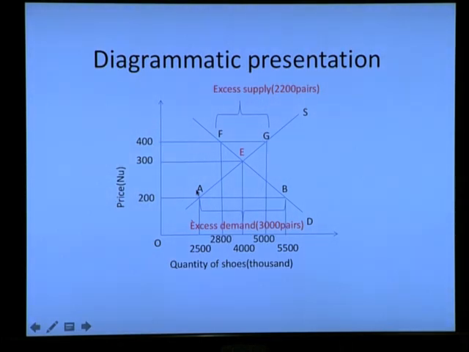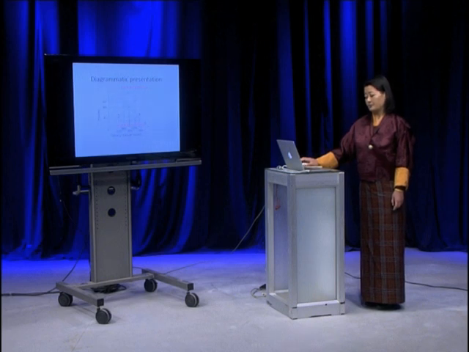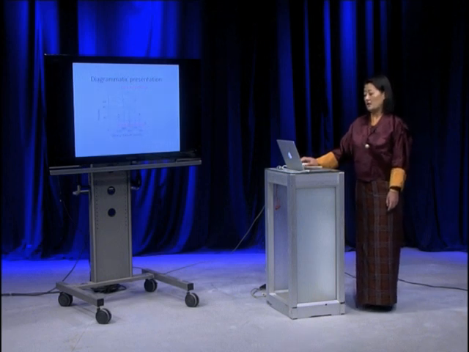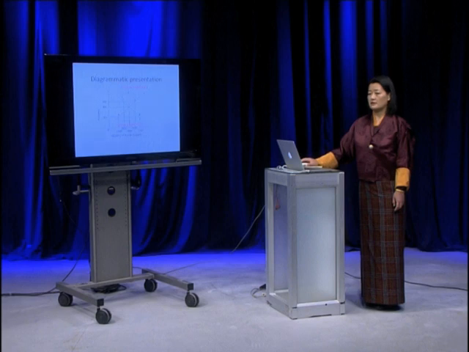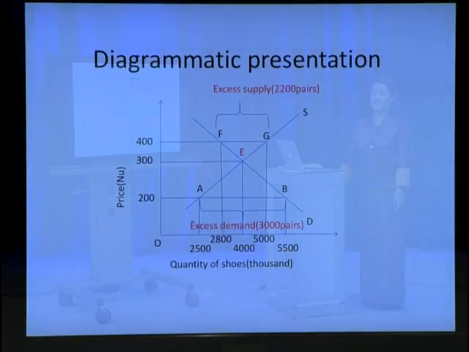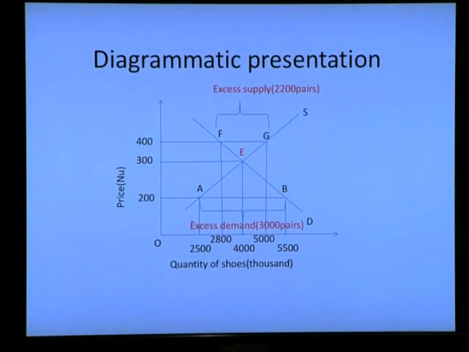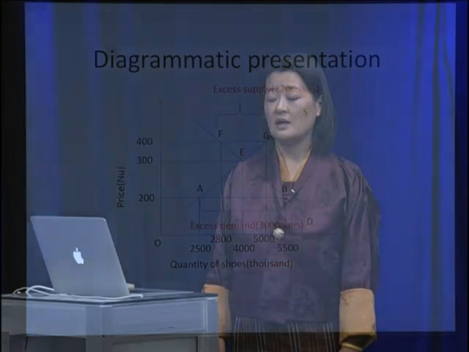So, this is the second way through which you can explain the determination of the price of a commodity in the market. Now, after this discussion, we now know that the market forces of demand and supply have a very important role to play in the determination of price. So, it is neither demand alone nor supply alone that determines the price of a commodity in the market.